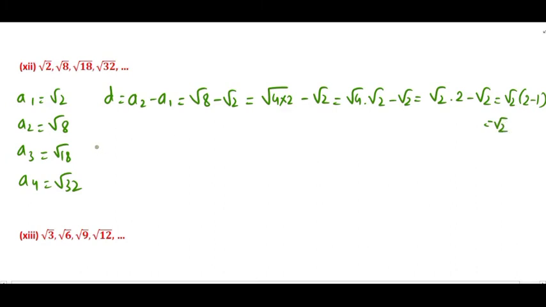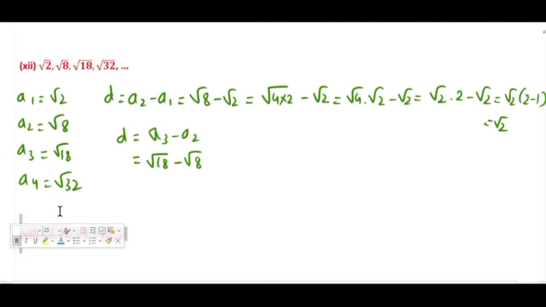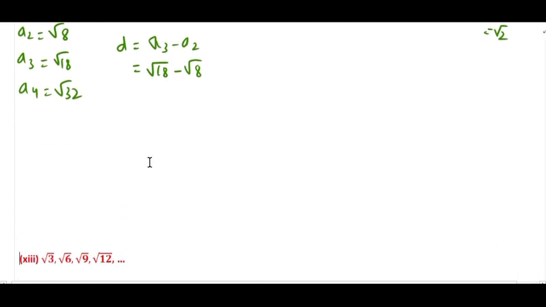See, let us find here also. d can be written as A3 minus A2 here. Okay, for an easy understanding, I am writing it below. A3 is root 18, and A2 is root 8. See here, how can I simplify this root 18? So this root 18 can be written as root 9 into 2, right? And this root 8 can be written as root 4 into 2.